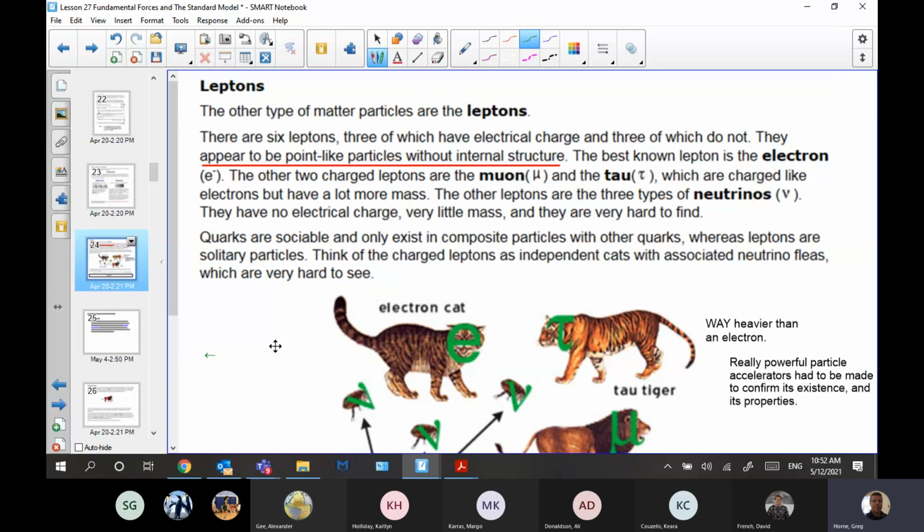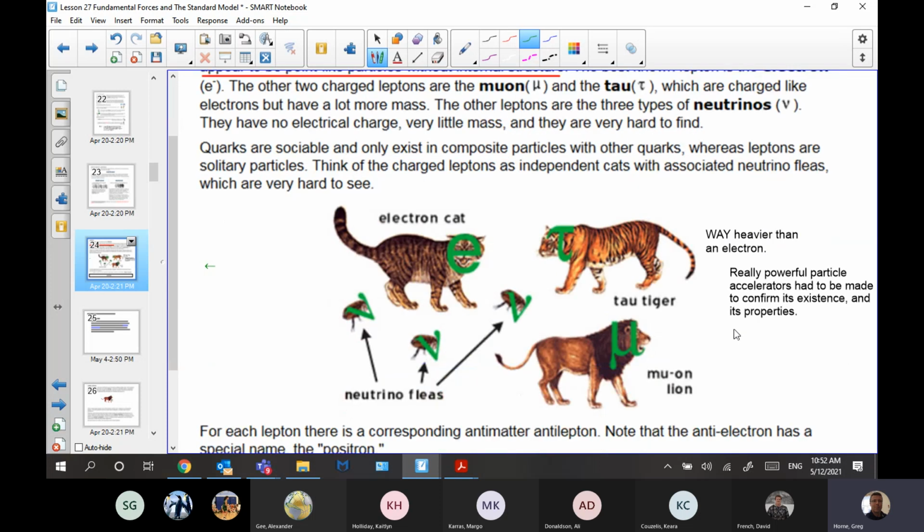So leptons are a whole different breed of things, right? They appear to be point charges without any internal structure. Muons and tau particles included, and neutrinos that correspond. They have these different types, and so there's the electron. They're trying to show it in terms of animals to help you visualize things. So the electron has fairly small mass. The tau particle is quite a bit heavier than the electron.